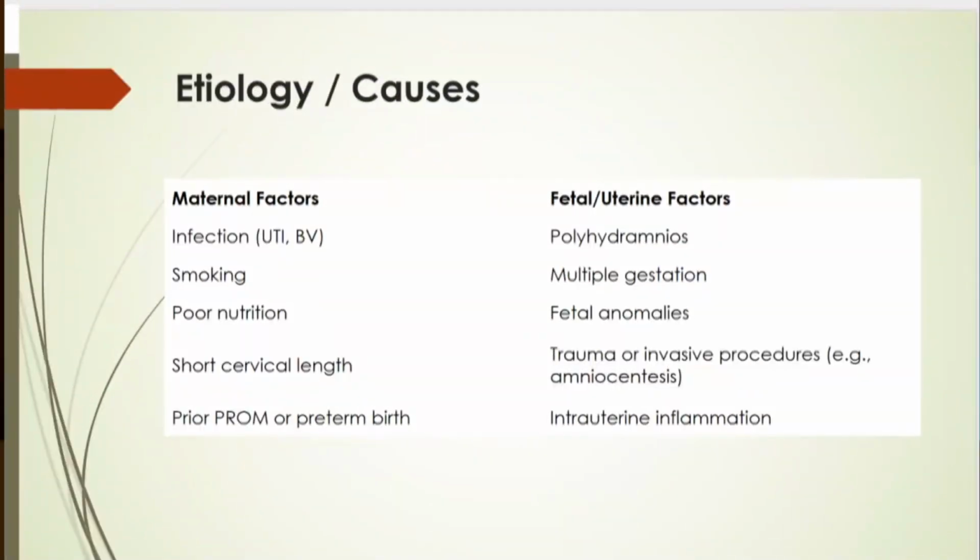Here I will explain the etiology or causes of premature rupture of membrane. It can be categorized into two ways, maternal factors and fetal or uterine factors. So we will see the maternal factors. The maternal factors include infection, smoking, poor nutrition, short cervical length and prior PROM or preterm birth. Whereas the fetal or uterine factors include polyhydramnios, multiple gestation, fetal anomalies, trauma or invasive procedures such as amniocentesis, and intrauterine inflammation. So these are the etiology of premature rupture of membrane.